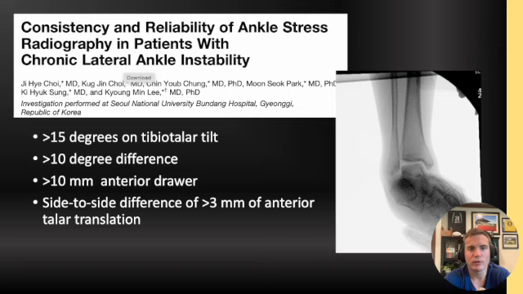I will certainly use it intermittently, particularly in a revision situation, or if they're really globally unstable and I'm questioning if I need to use some sort of augmentation. That might help me in that decision making for these really severe cases.